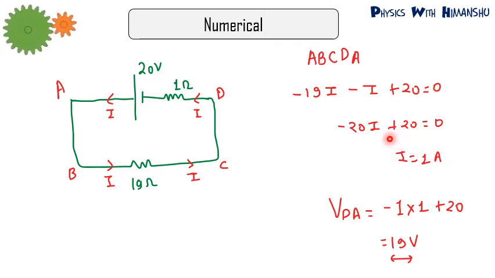Now we have to find TPD. For this battery, the point behind will be D and the point in front will be A. So we'll find V_DA. From D to A, you have to write the Kirchhoff equation. The current is from D to A and you are moving from D to A, so minus I into r, that is minus 1 into 1, plus 20. So the answer is 19 volts.